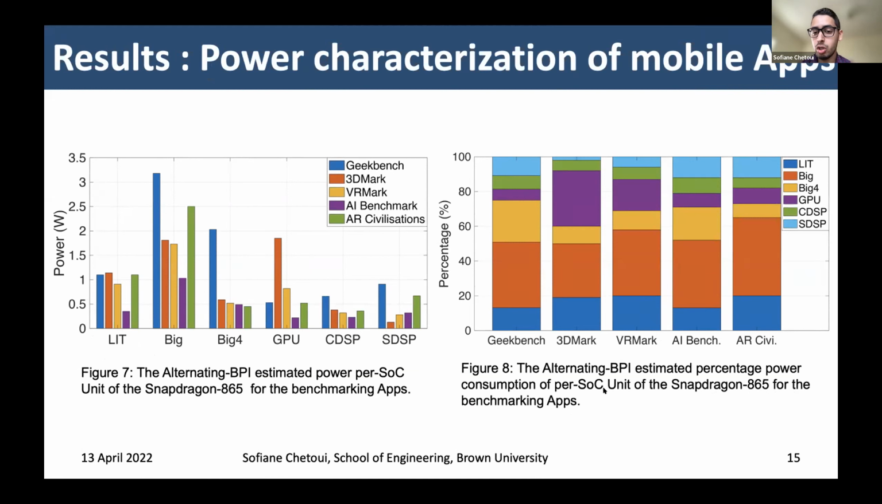And then figure 8 is showing the percentage power consumption of each one of the units. And there are a lot of insights here. The main one that I would mention is that even with new hardware units included in the state-of-the-art SoCs, the CPU still represents 60 to 75% of the power consumption, no matter the workload that you are running.